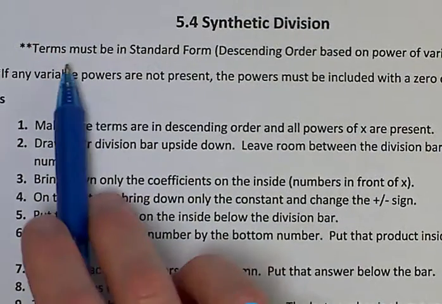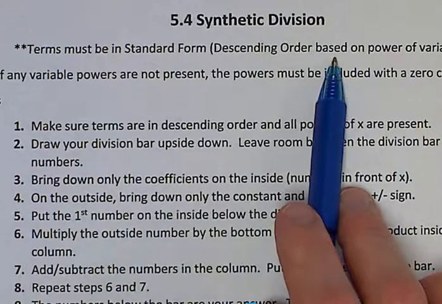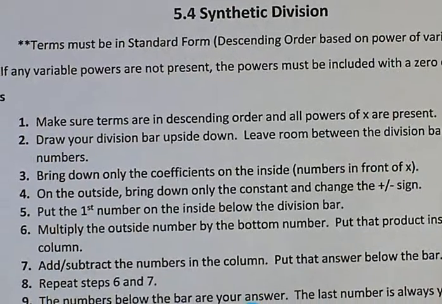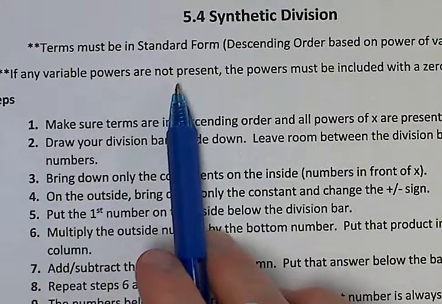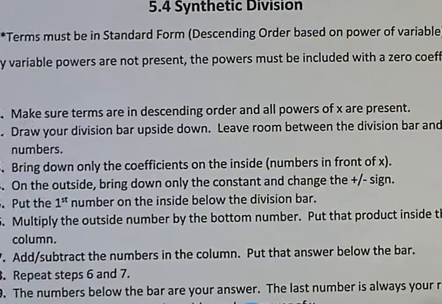We've got at the top that the terms have to be in standard form, or in descending order based on the powers of x, or whatever the variable may be. Most times it's going to be x. And the second thing is if any of the variable powers are not present, if they skip over a power of x, you've got to include those powers, but they have to have a 0 coefficient.